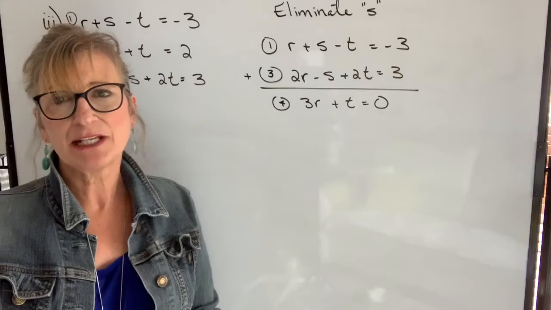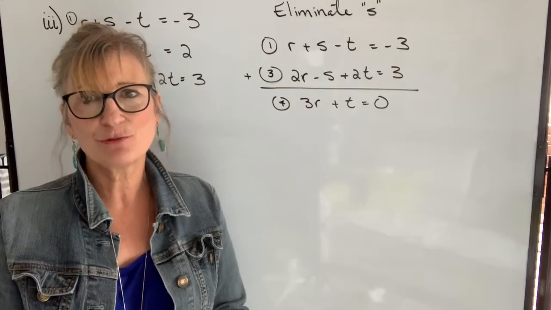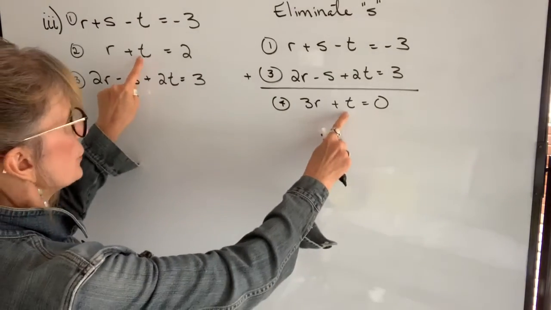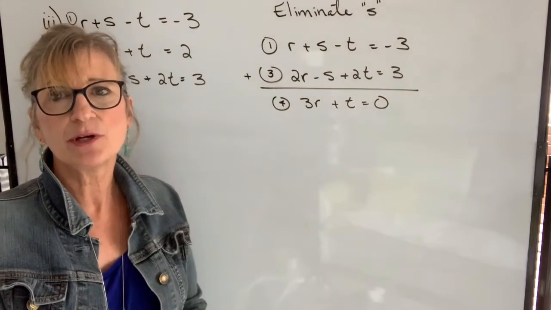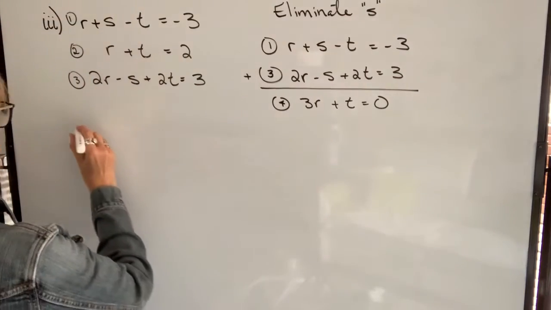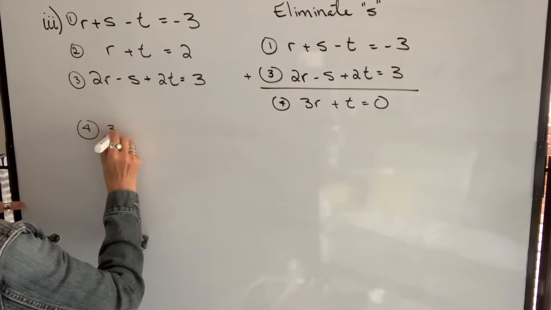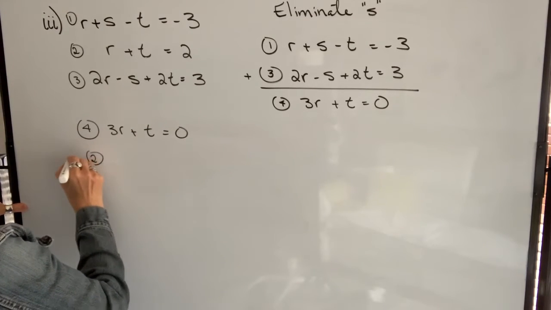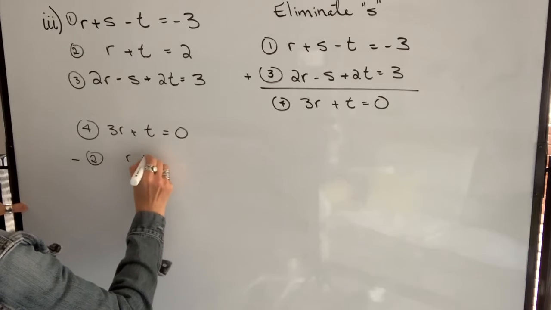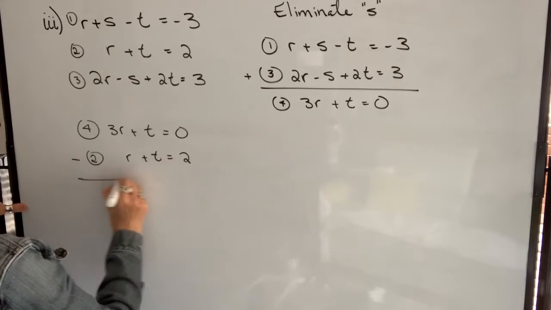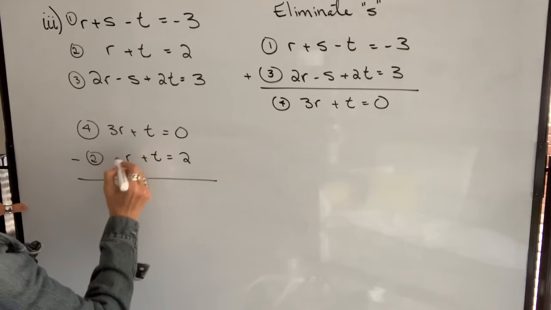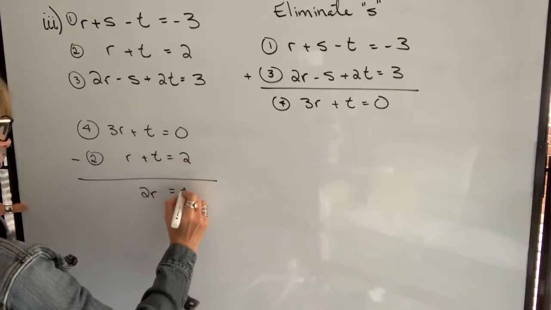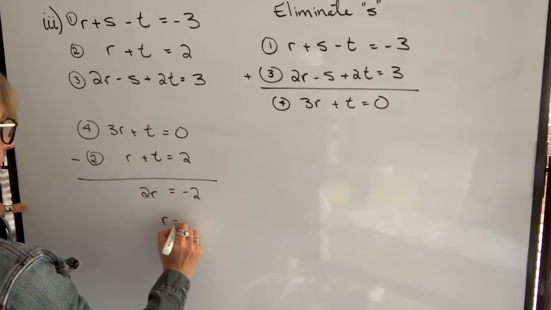It is an equation in the same 2 unknowns as this equation. So I don't have to eliminate s again. I just use these 2 equations, 2 and 4, and I'm going to choose to eliminate the t so that I don't have to do any manipulation on my equations. So I'm going to take equation 4, I'm going to subtract equation 2. So 3r minus r is 2r. T minus t is gone. 0 minus 2 is negative 2. So r is equal to negative 1.